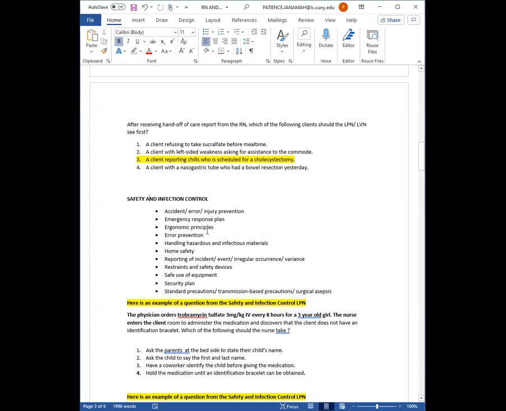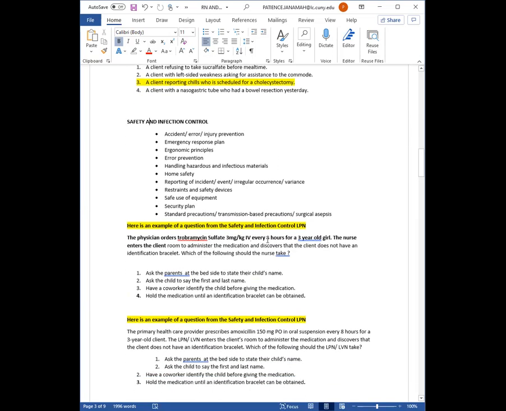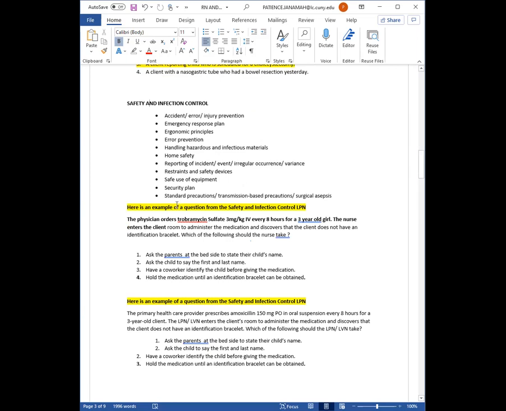Then we have the ergonomic principles, error prevention, handling hazardous and infectious materials, home safety, reporting of incident, event, irregular occurrence, variance, restraints and safety devices, safe use of equipment, security plans, standard precaution, transmission-based precaution, and surgical sepsis. I started this last week and I think I posted that video. You can go and listen to it and see what it explains.